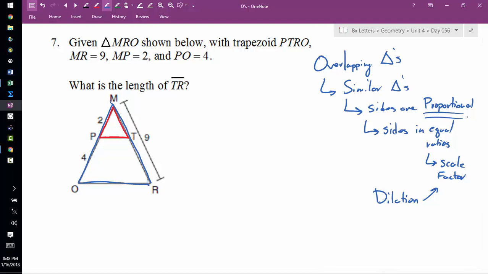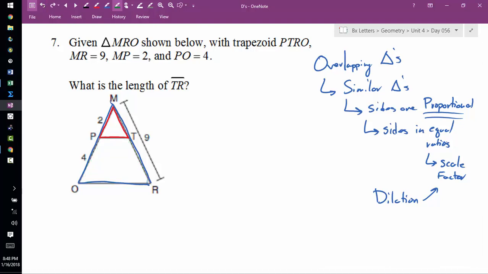So, given triangle MRO, that's the big blue one, with trapezoid PTRO, that's just them trying to throw you off. They're just trying to show you that, hey, yeah, there's also a trapezoid in here. But you want to actually avoid that. You don't even want to think about that trapezoid. You want to think about the thing they didn't talk about. You want to think about triangle MTP, that small red triangle.